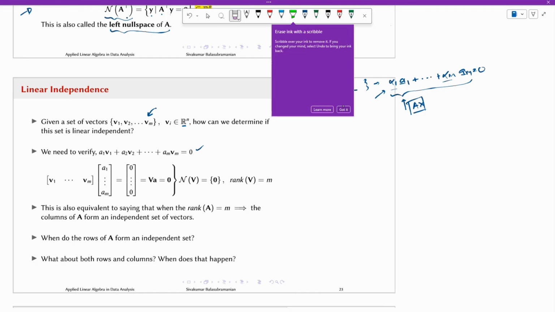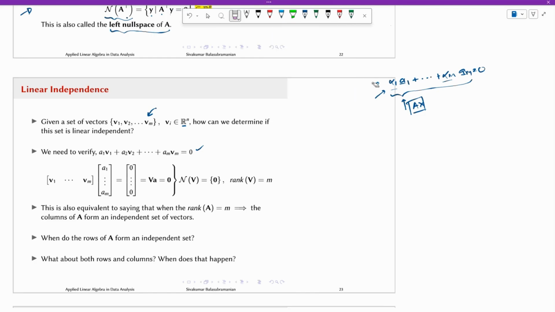So we discussed up to the four fundamental subspaces last time, right? So we will look at linear independence. We'll come back to linear independence now. Let's say we have a set of vectors V1 to Vm belonging to Rn, and we want to know whether this set is linearly independent. Okay, and we know how to find that out.